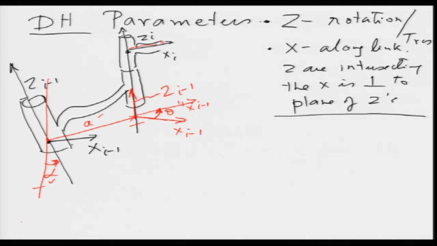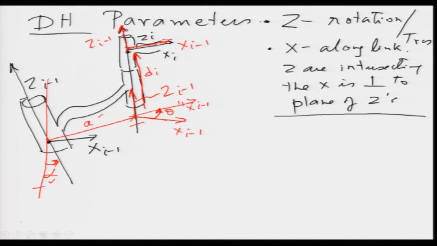Now, we see that the origins are still different. So, what I do is I move the origin upward by a distance d or d i, and now the origins get aligned. Once I move the origin from here to here by distance d i, my axis z i minus 1 comes here. This is my x i, this is x i minus 1, and this is my z i minus 1. So now we see that the two frames, z i minus 1 and the z i frame, are aligned, the origins are the same and they are aligned.